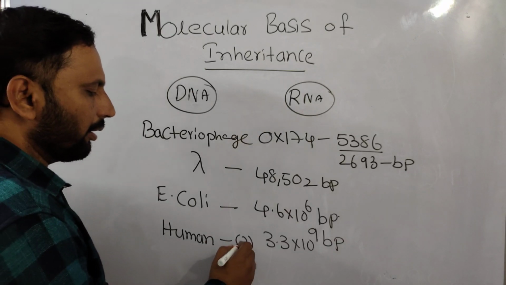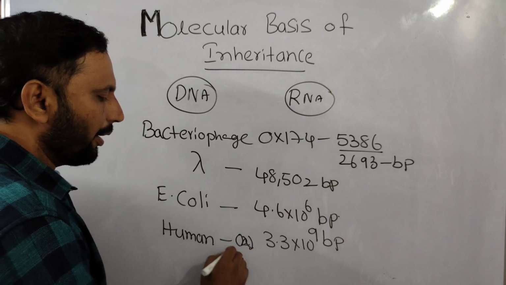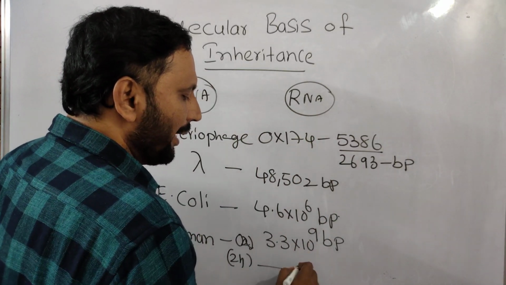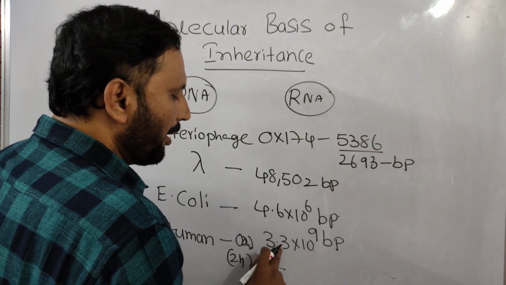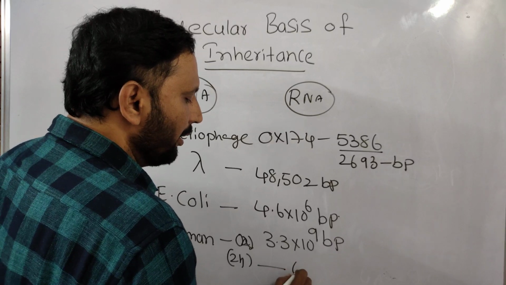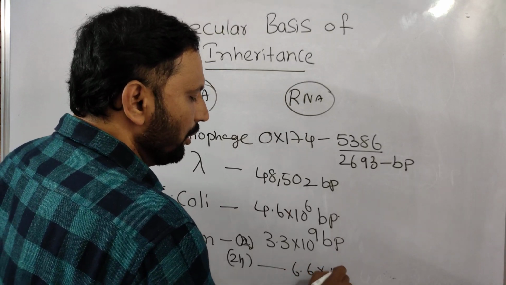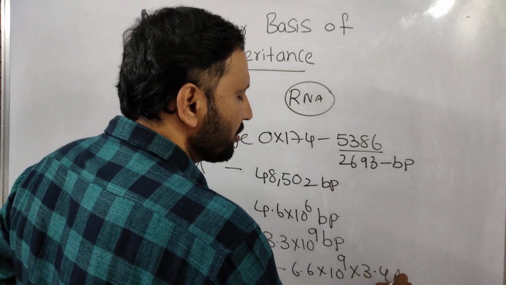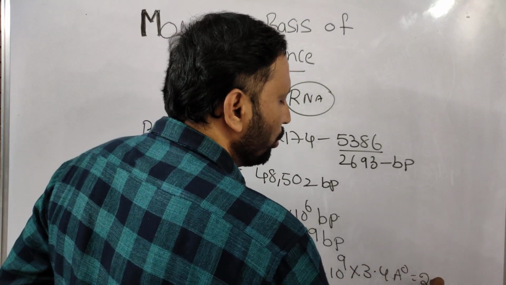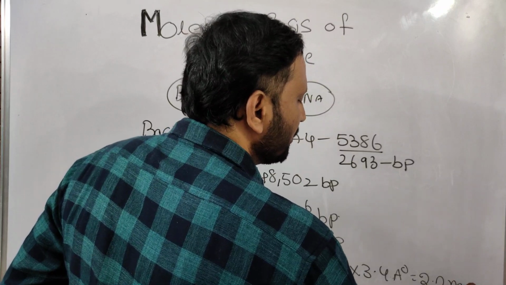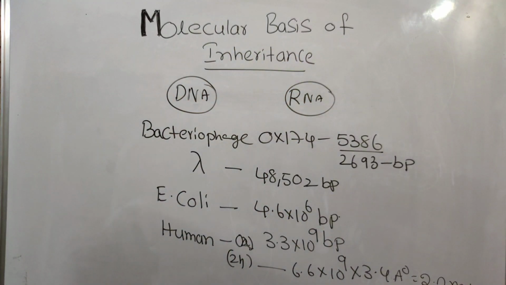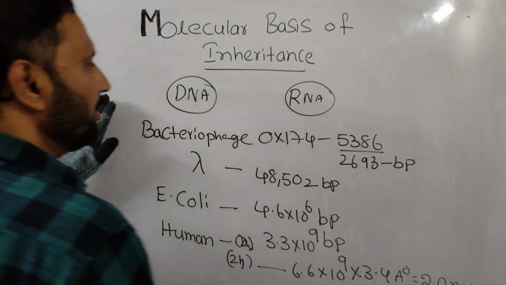Whereas you can calculate in the diploid cell what is the length of the DNA. The length of the DNA in haploid is 3.3, so in diploid it is 6.6 into 10 power 9 into 3.4 angstrom, which is equal to 2.2 meters. So generally the length of the DNA is 2.2 meters in a human being. So that is the introduction.